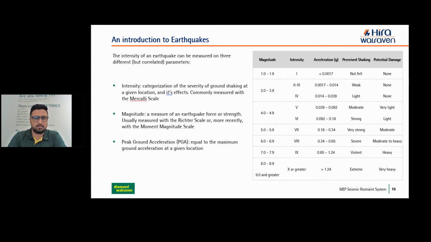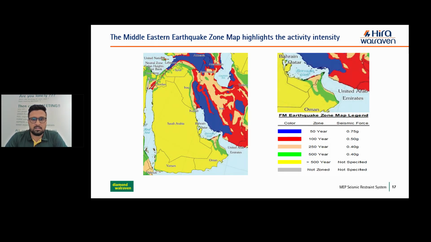The intensity of an earthquake can be measured by different parameters, mainly three: intensity on the Mercalli scale, then magnitude on the Richter scale, which is used for media purposes, and at the end, peak ground acceleration. While doing any kind of assessment, it helps us measure seismic forces in terms of gravitational force. Here we have the Middle Eastern earthquake zone, where this data is based on the last 50 to 100 years of information.